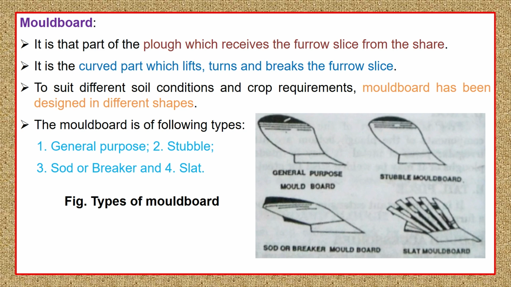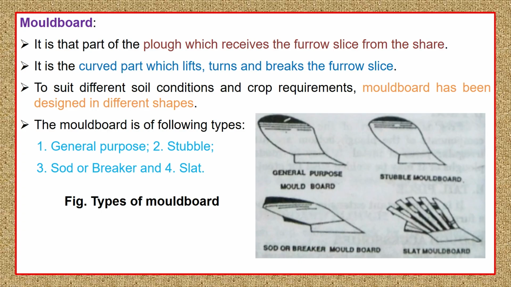The last one is the slat type moldboard. The slat type moldboard is the one where a number of slats are arranged on the surface of the moldboard in such a way that there is a gap between two slats. This type of slat moldboard plough is specially designed to work in sticky soil, which has more adhesiveness. Because of that, the soil tends to stick to the moldboard, and that prevents the plough from penetrating deep into the soil.